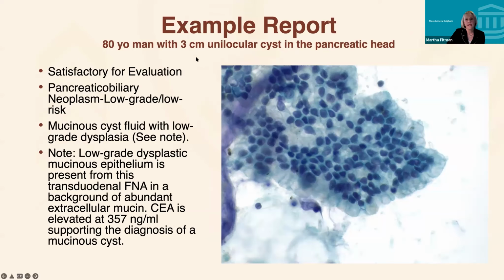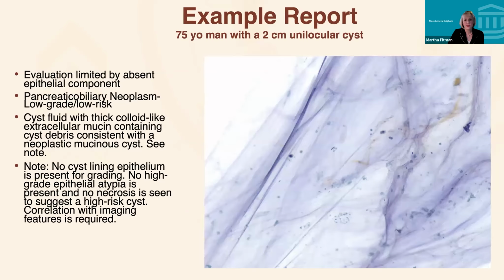So an example, an 80-year-old man with a 3-centimeter unilocular cyst in the pancreatic head. It's a mucinous cyst fluid with low-grade dysplasia, pan-low category. Low-grade dysplastic epithelium is present in a transduodenal FNA, abundant extracellular mucin, CEA is elevated, so you have all additional support that this is a mucinous cyst with epithelium that looks low-grade. And here is just another example of how the mucin in a low-risk looking cyst supports a low-grade, low-risk cyst.